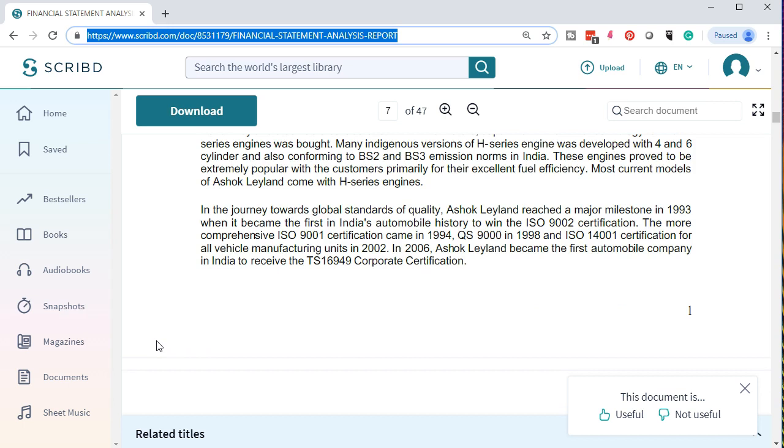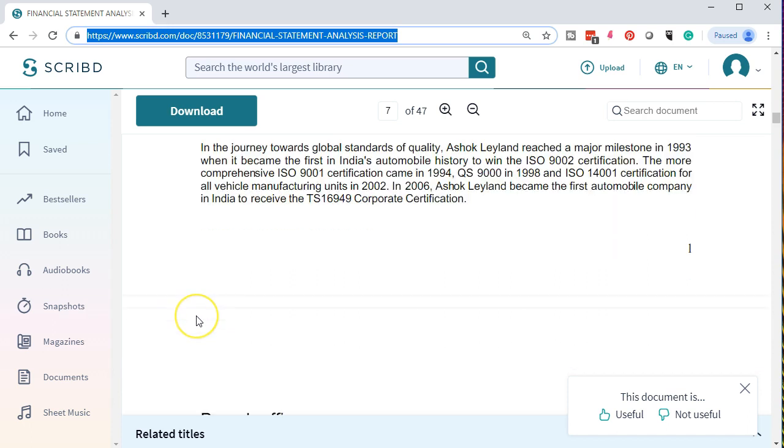In the journey towards global standards of quality, Ashok Leyland reached a major milestone in 1993 when it became the first in India's automotive history to win the certification. The more comprehensive certification came in 1994. So, I'll keep going from there.